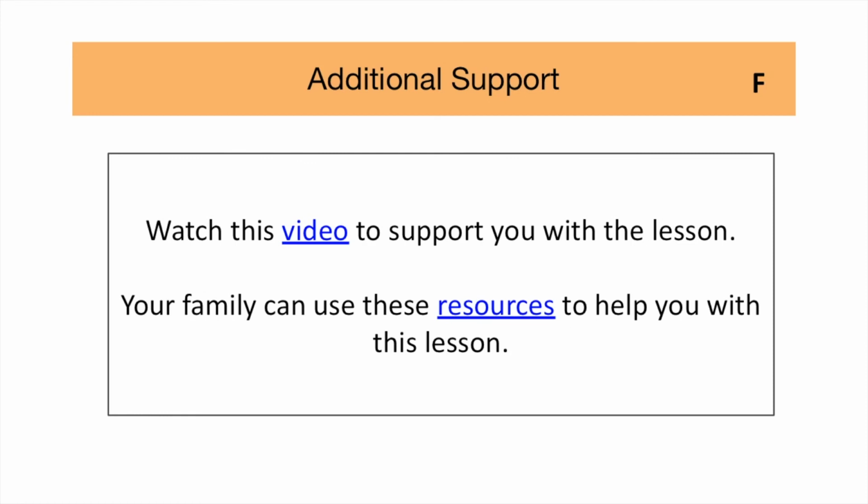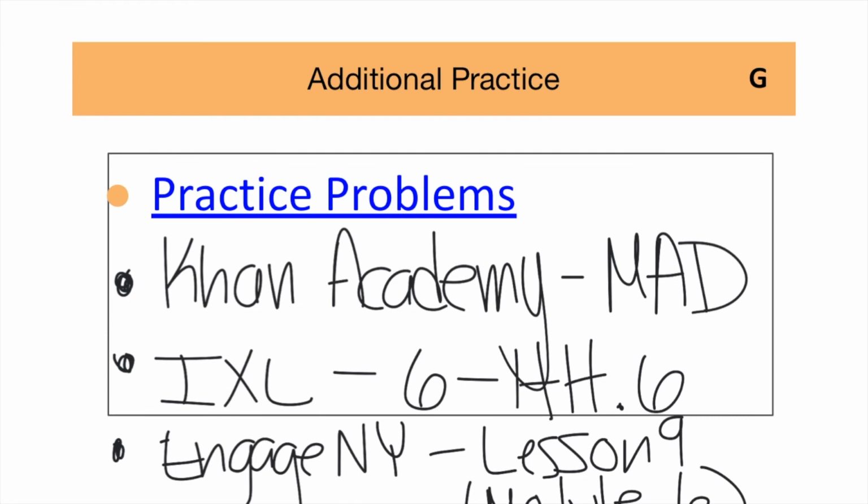For this particular lesson, there is a support video for students who are struggling, and there are family resources to utilize. So please make sure that students are aware of this. For additional practice, students can complete the Open Up Resources practice problems, the Khan Academy MAD lesson for grade 6, iExcel grade 6, HH.6, calculate the mean absolute deviation, or Engage New York's lesson 9 from module 6, problem set.